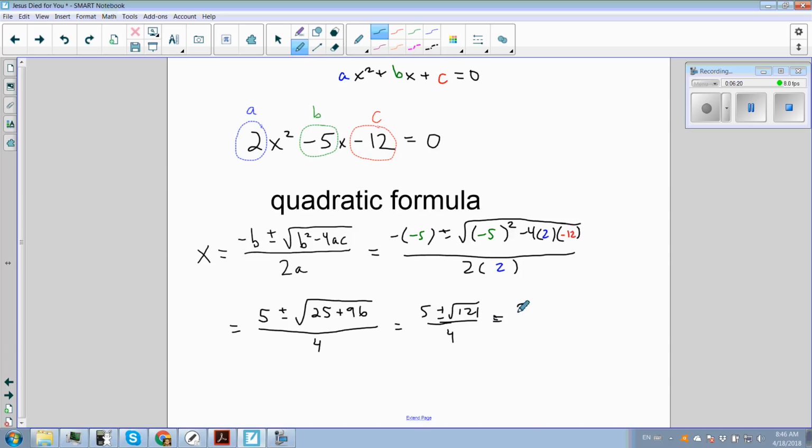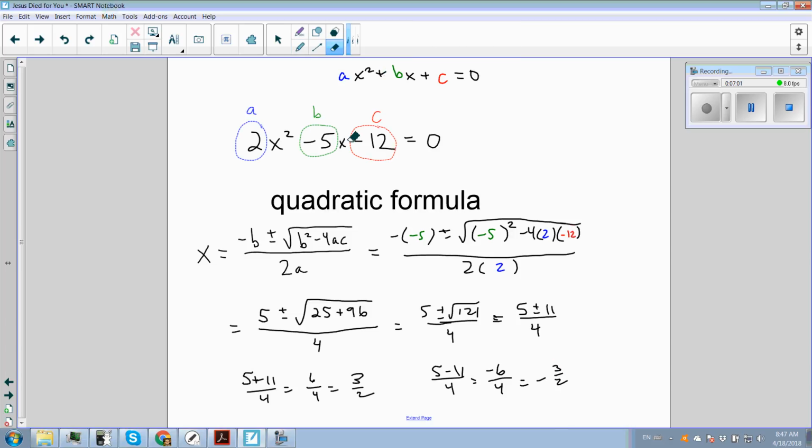Well, the square root of 121 is 11. So we've got 5 plus or minus 11 divided by 4. Well, we have to treat those as two different numbers. 5 plus 11 divided by 4... 5 minus 11 divided by 4 is negative 6 divided by 4, which is negative 3 halves. I'm going to go back and fix that other one.